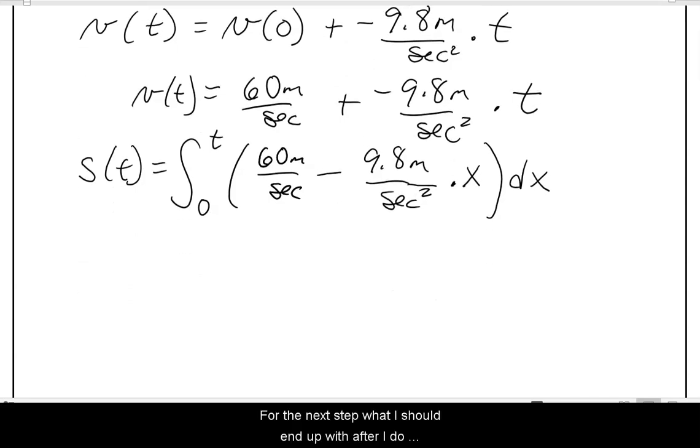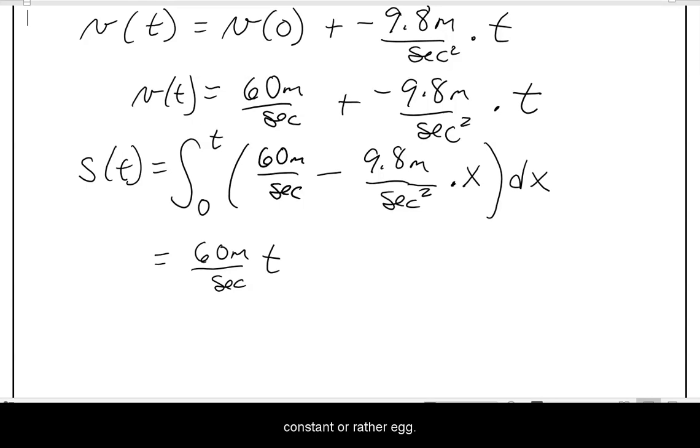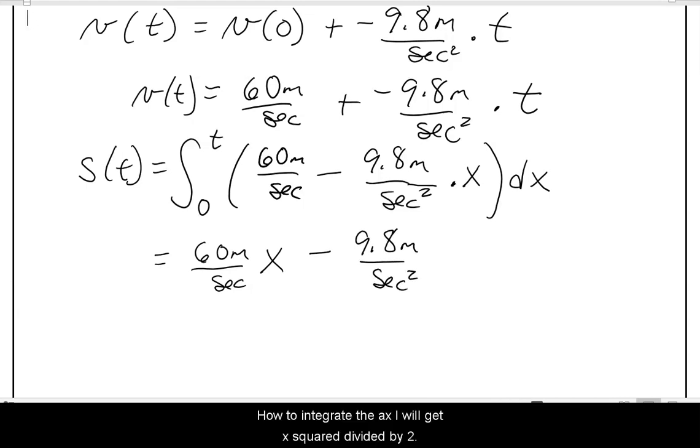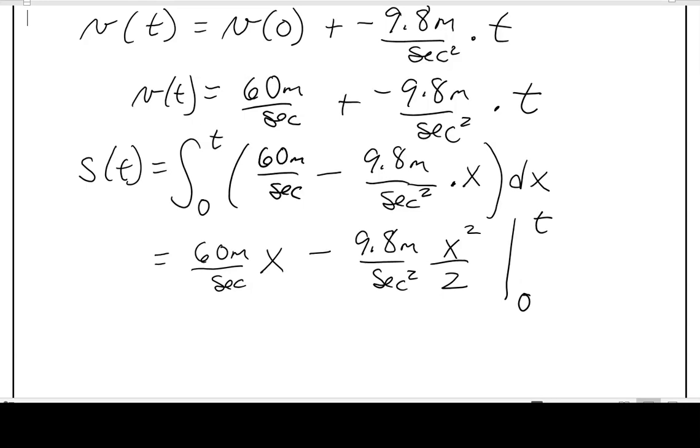For the next step, what I should end up with after I do the integration would be 60 meters per second times t, since it was originally a constant, or rather x. I forgot I changed my differential. Minus, for the next part, 9.8 meters per second squared. And to integrate the x, I will get x squared divided by 2. This will need to be evaluated between 0 and t. I can divide the 9.8 by 2, and that will give me 4.9.